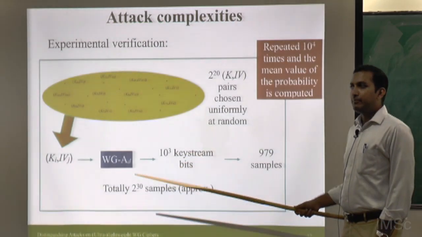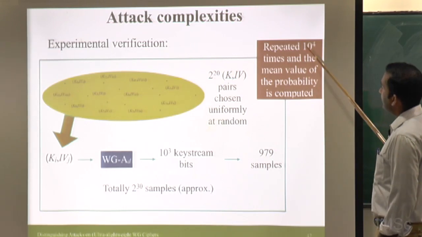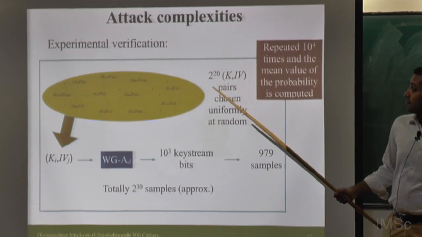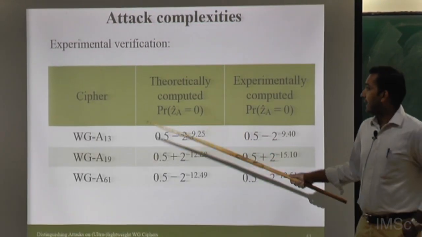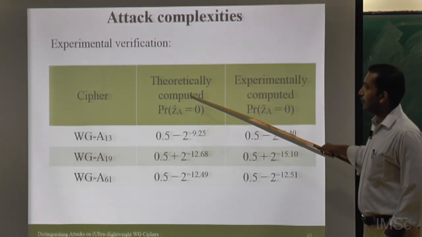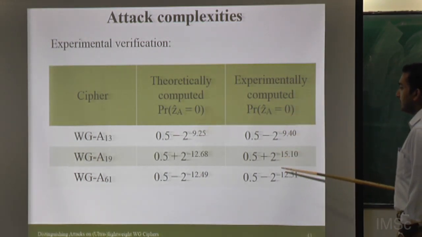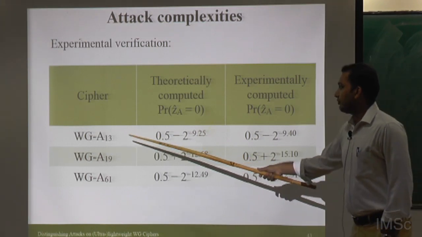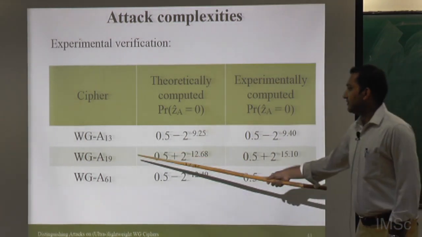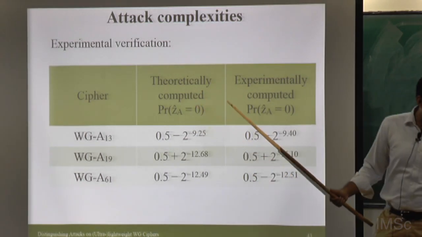From the 2 power 30 samples, we can compute the probability that the sample is equal to 0. We repeated this experiment 10,000 times, and the mean value of the probability that the sample equals 0 was computed. These tables give the theoretically computed probability that the sample is equal to 0, and the experimentally computed probability. We can see that in the case of WGA13 and WGA61, they agree very closely. But in the case of WGA19, there is a slight variation, and the reason for that is currently under investigation.